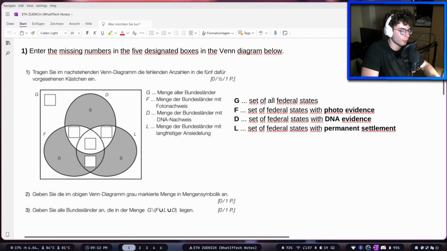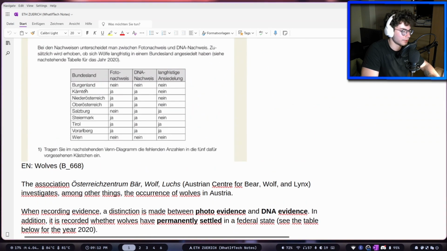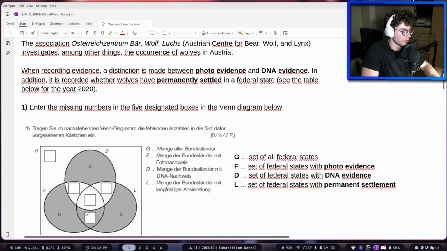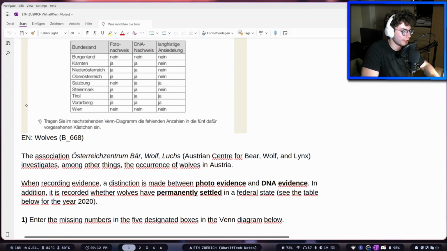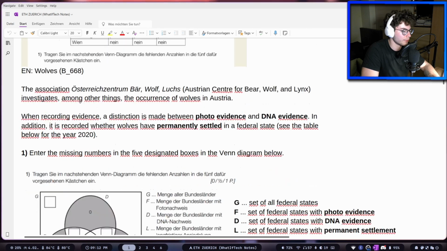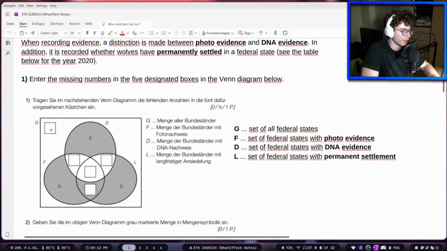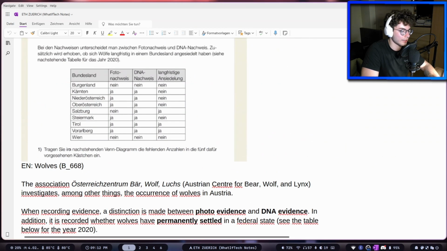F and L, photo evidence and permanent settlement. That means photo evidence, permanent settlement means 0. Yeah, 0. And all 3 to yes, 1, 2, 2. And nothing to yes, 1 and 2.